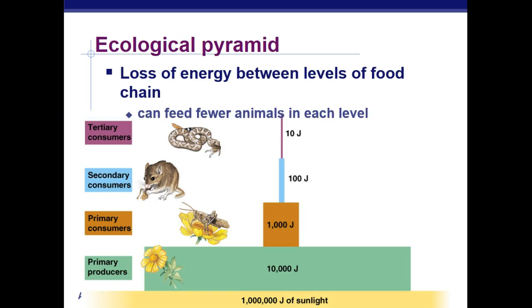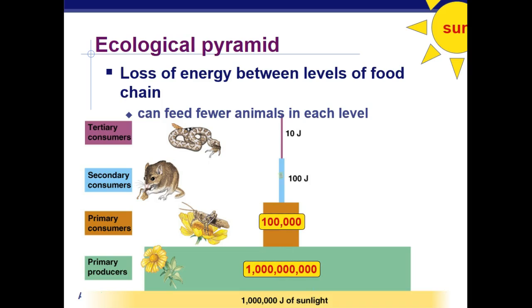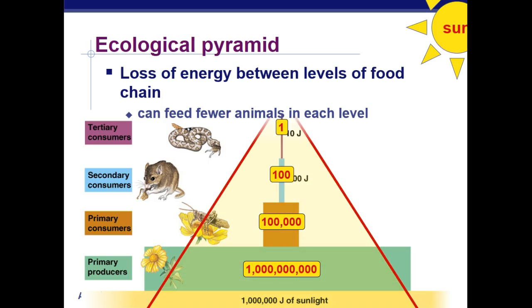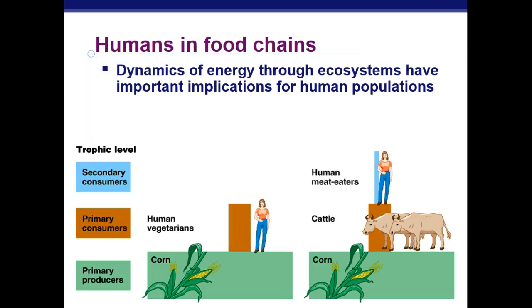So we end up having fewer animals on each level because there's just less energy available at each level to feed them. Yes, there's a constant input of energy from the sun, but you can't escape the second law of thermodynamics. About 90% of it is being lost as heat at each step. And that results in the pyramid shape of our ecosystem.